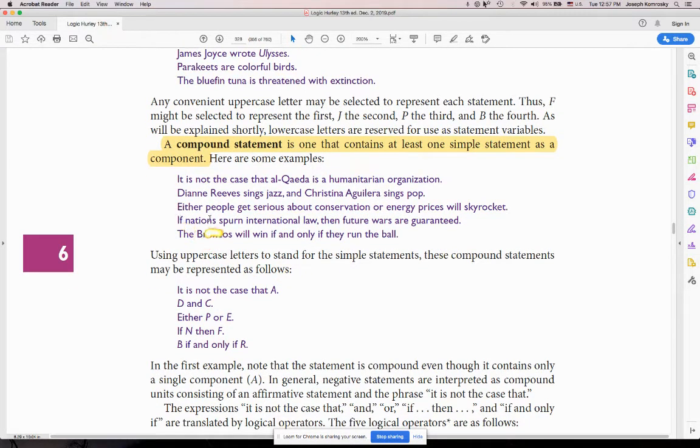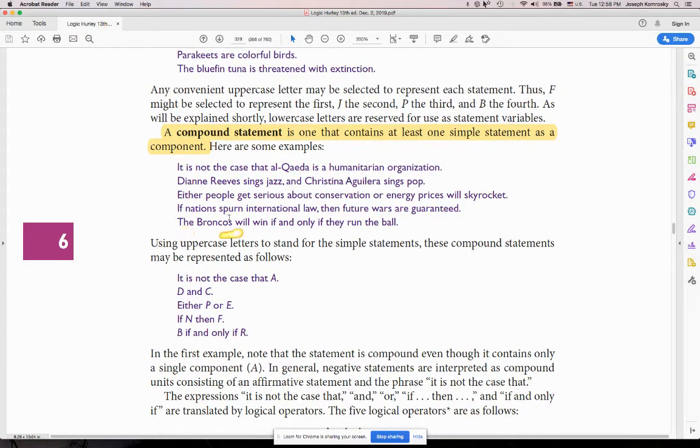So let's do this one. If nations spurn international law, then future wars are guaranteed. So we have an if, then. This if, then, we'll find out, is a trigger for, hey, I've got two simple statements, and if, then separates them. And so what do we want to call this whole thing right here? If N, then whatever you want to use. Hurley uses F. So if N, then F.